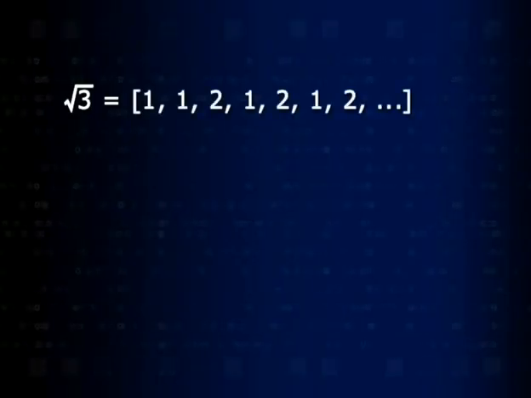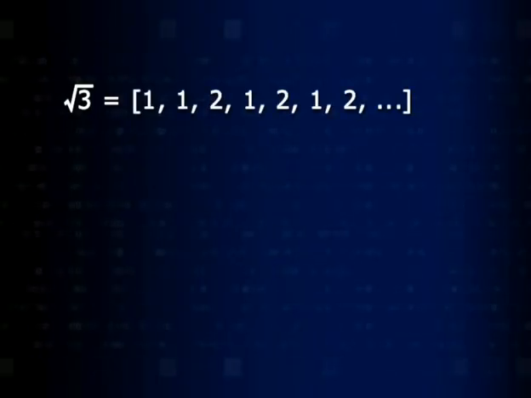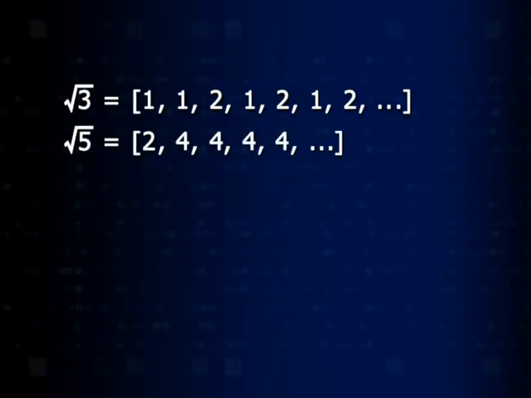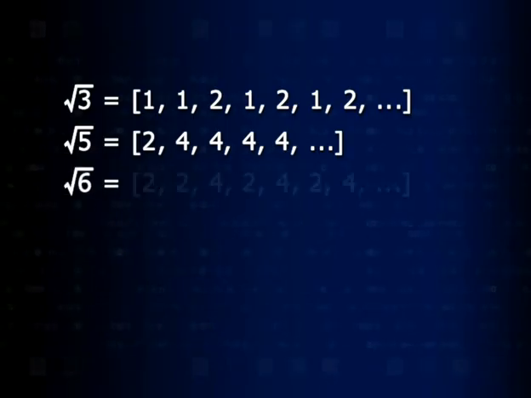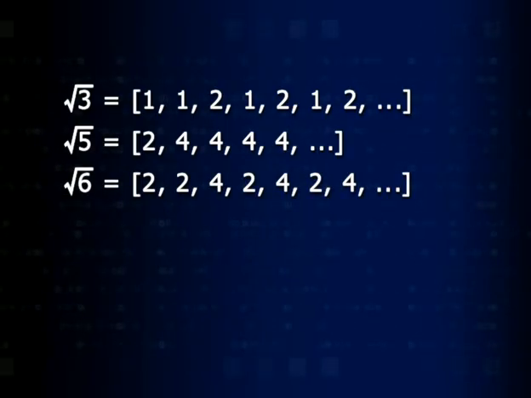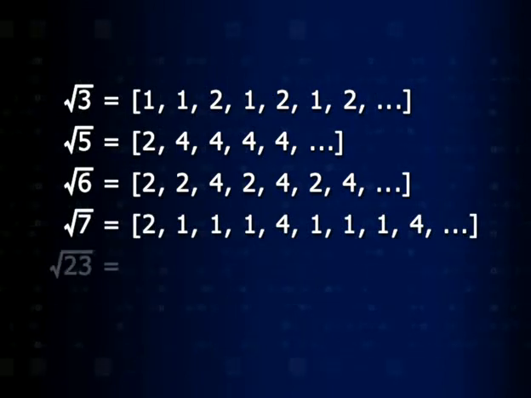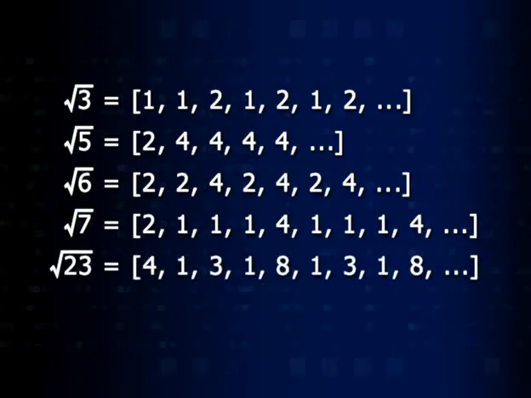We could actually confirm using a calculator that the square root of 3 has a continued fraction that consists of 1, 1, 2, 1, 2, 1, 2, 1, 2 forever, and so on. The square root of 5 has a continued fraction that begins 2, 4, 4, 4, 4, and so on. Square root of 6 begins 2, 2, 4, 2, 4, 2, 4, and so on forever. Square root of 7 begins 2, 1, 1, 1, 4, 1, 1, 1, 4, 1, 1, 1, 4, and so on forever. And even a number like the square root of 23 begins 4, 1, 3, 1, 8, 1, 3, 1, 8, 1, 3, 1, 8, and so on forever. Notice that in all these examples, the continued fraction expansion we find is indeed periodic.